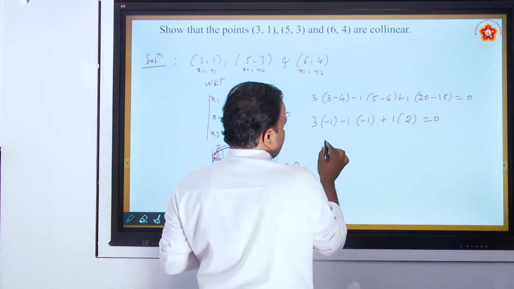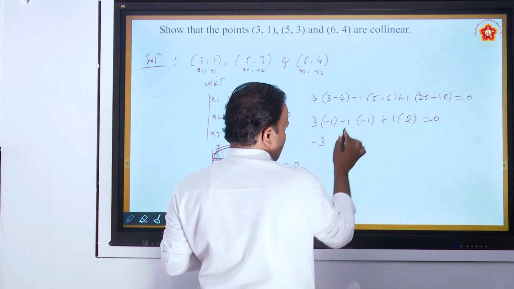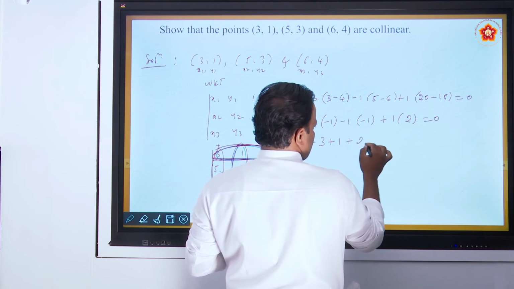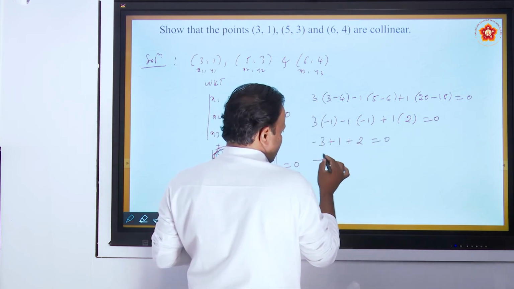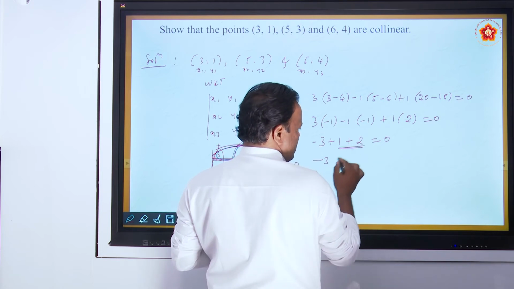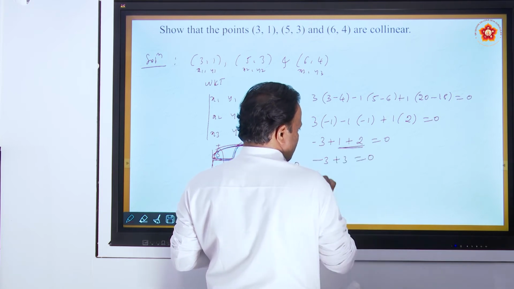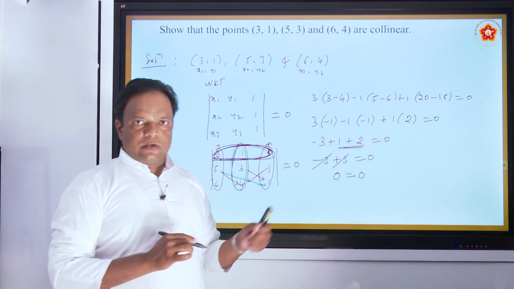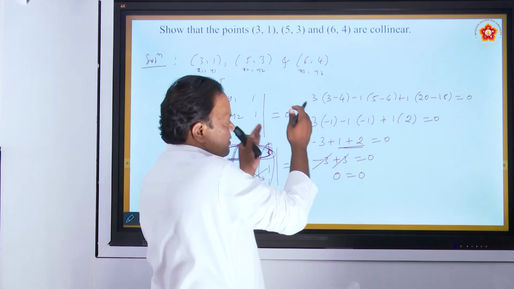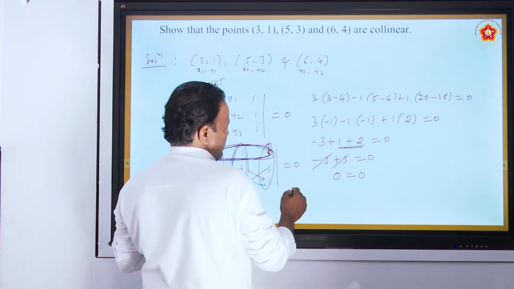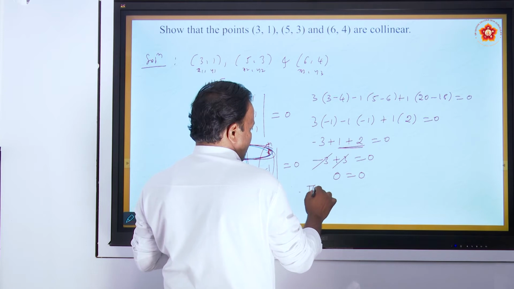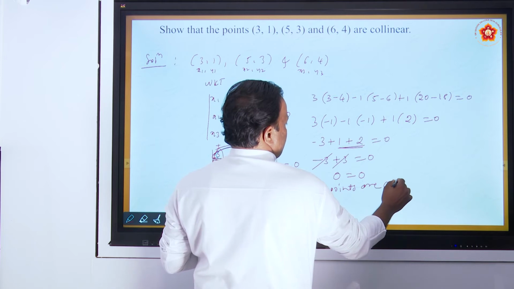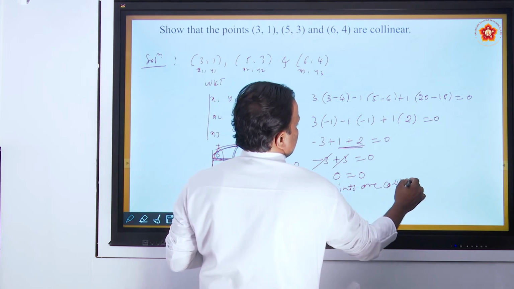Simplification. 3 1s are 3, that is minus 3. Minus 1 times minus 1 is plus 1. 1 2s are plus 2. Equal to 0. Minus 3 as it is, plus 1 plus 2, that is plus 3, is equal to 0. Minus 3 plus 3 get cancelled. 0 equals 0. So LHS is equal to RHS. Then the determinant value is 0. Therefore, we say that the given points are collinear.